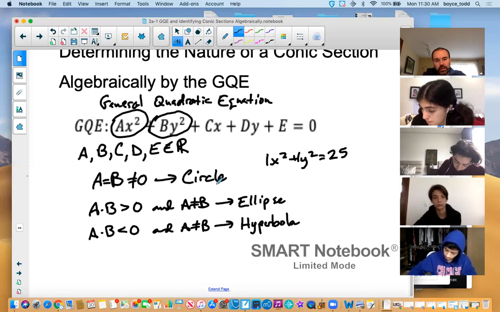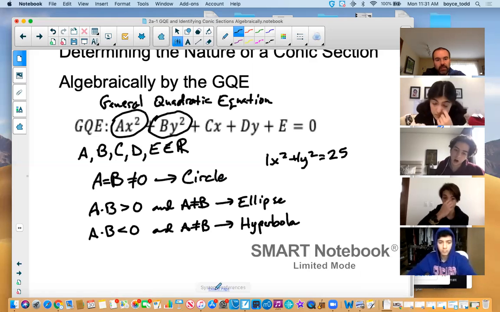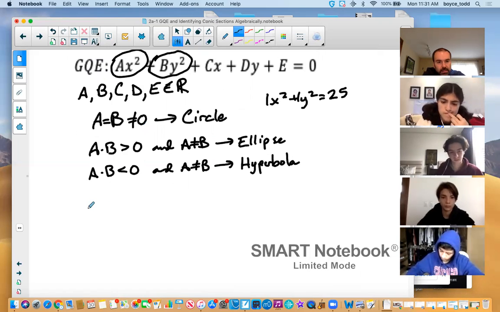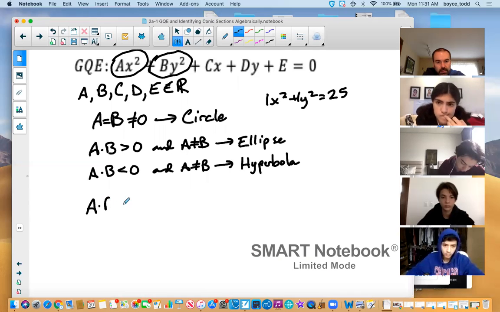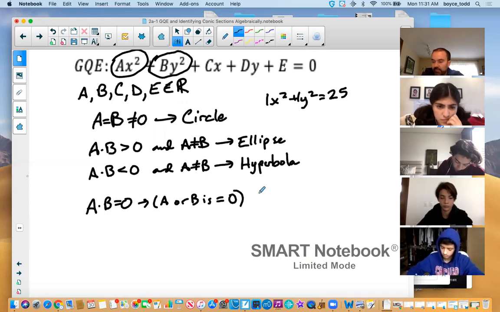All right, now we'll go over the equations for these three because these three I'm going to ask you to graph. But just keep in mind that you can find it algebraically really easy. Oh, and the last one is if A times B equals 0, meaning that A or B is equal to 0, right? Then that forms a parabola.